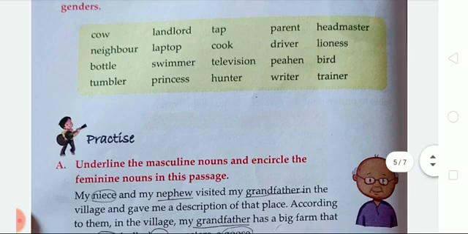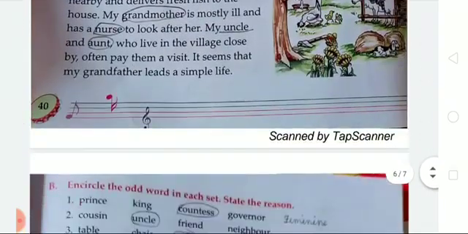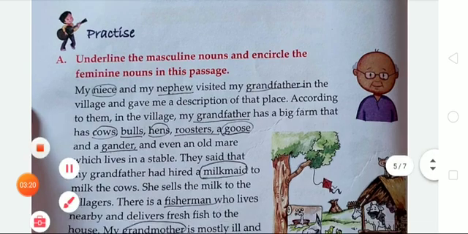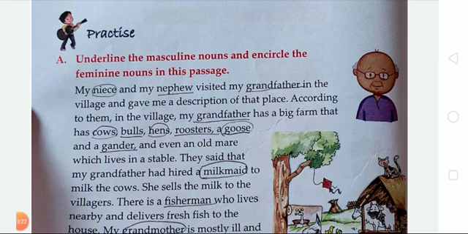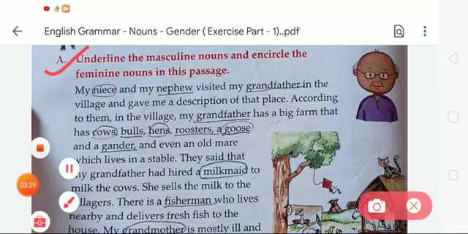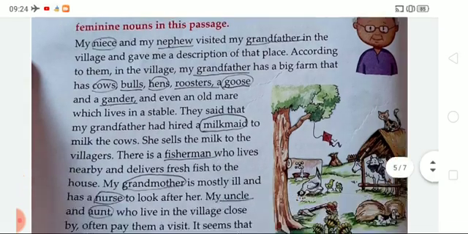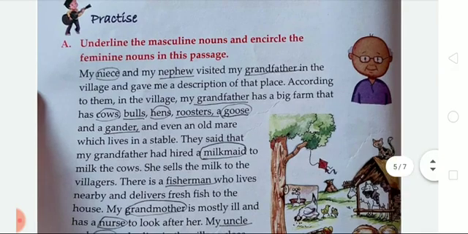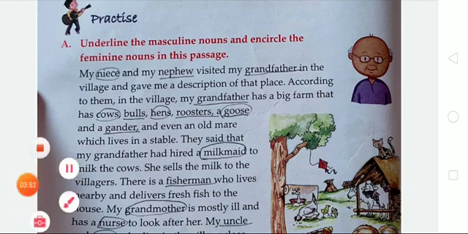The first exercise is given on page number 40. What will we do in this exercise? According to our knowledge of gender we are going to solve it. First of all, we have to read the heading: underline the masculine nouns and encircle the feminine nouns in this passage. As you can see on your screen, there is a passage. Here we have to underline the masculine nouns, which stand for male persons, and circle the feminine nouns, which stand for females. Okay, let's do the exercise.